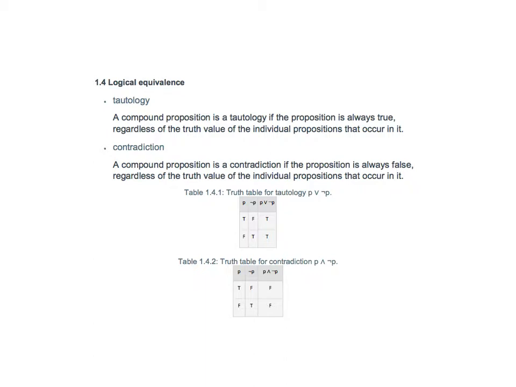So in all rows, the value of the proposition P and not P is false. In all rows, we have false values. Obviously, by definition, that proposition is a contradiction.